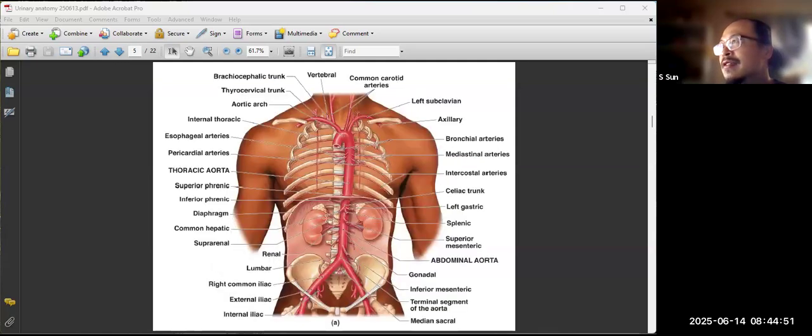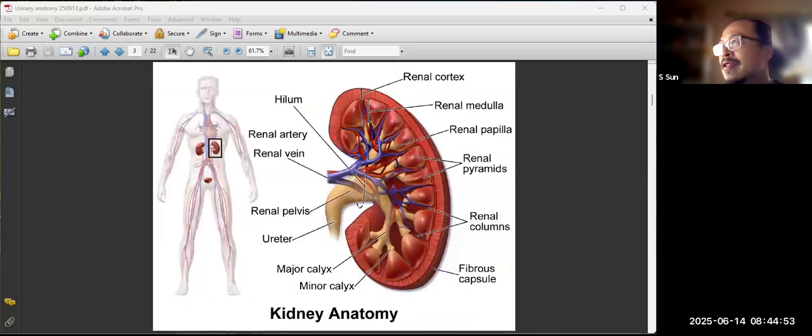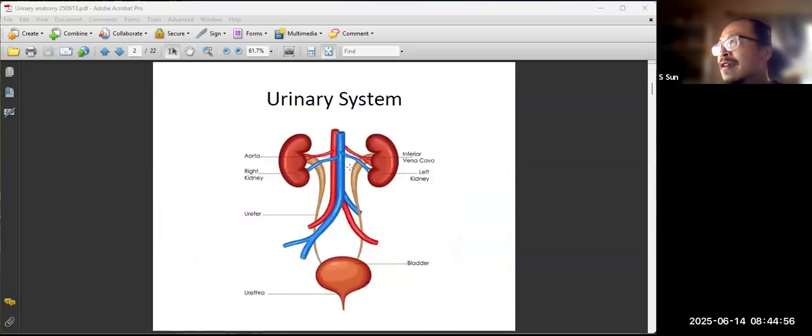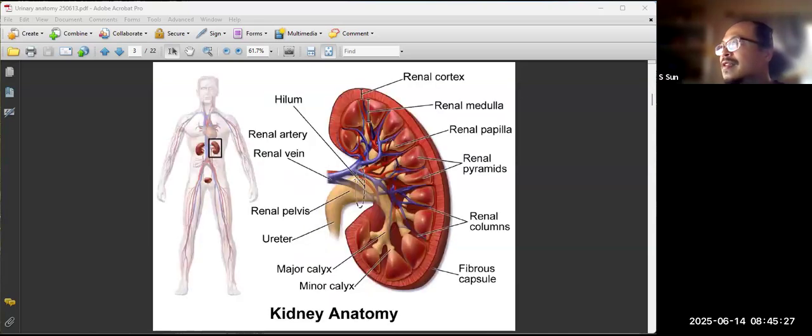Go back to here, here, right here, and we go back to here. Inferior vena cava, and the inferior vena cava will go back to the right atrium, back to the heart. So that is the blood entering the kidney, getting filtered, and now you have cleaned blood to be used back in our body. So that's the blood vessel portion.